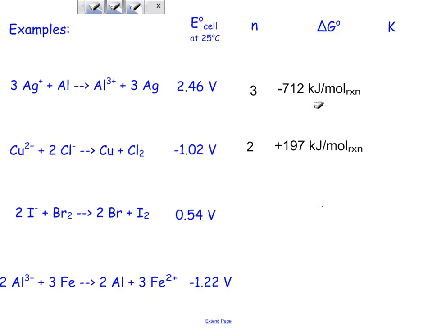When I try to plug in delta G equals negative RT natural log of K, I get natural log of K is 287. My calculator couldn't handle e to the 287th power, so I'm just going to leave it this way. That essentially means that if I get this thing going, it's going to go until I run out of silver or I run out of aluminum. It will not reach equilibrium for any practical state.